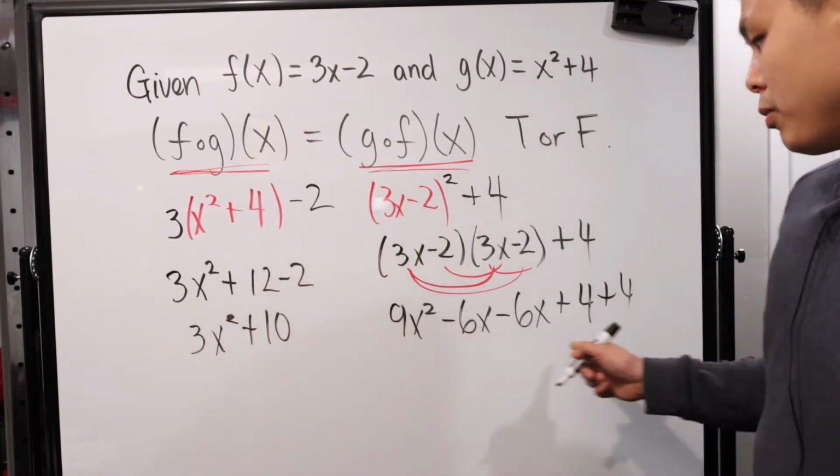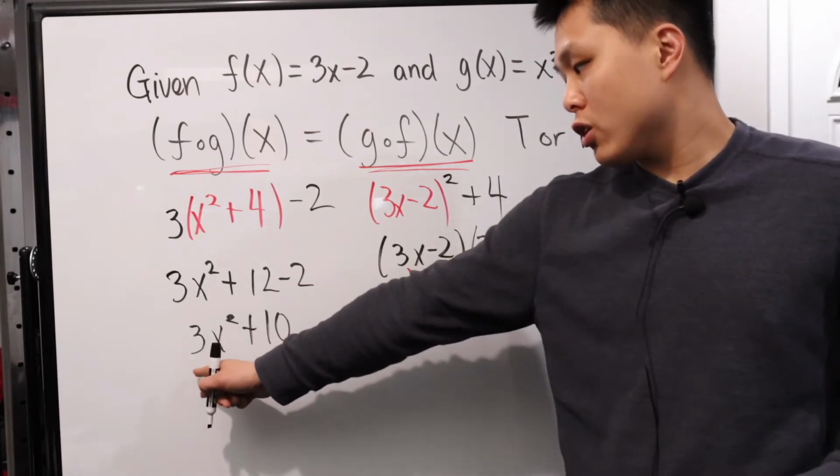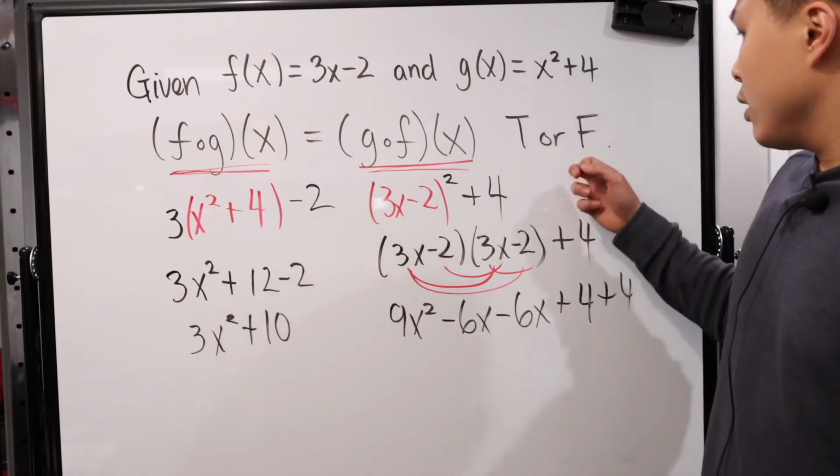Now, without simplifying further, clearly these two are not equal in any way, shape, or form. Just looking at this, we have a 3x squared, whereas this one we have a 9x squared. So, false.